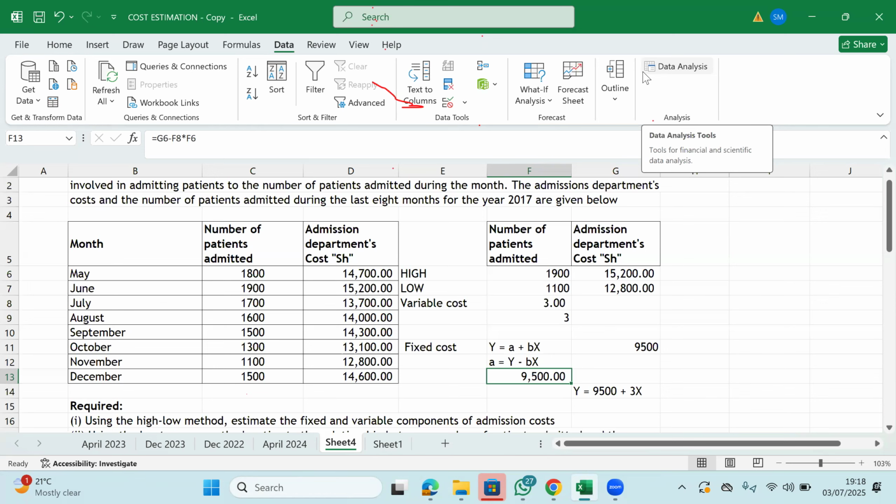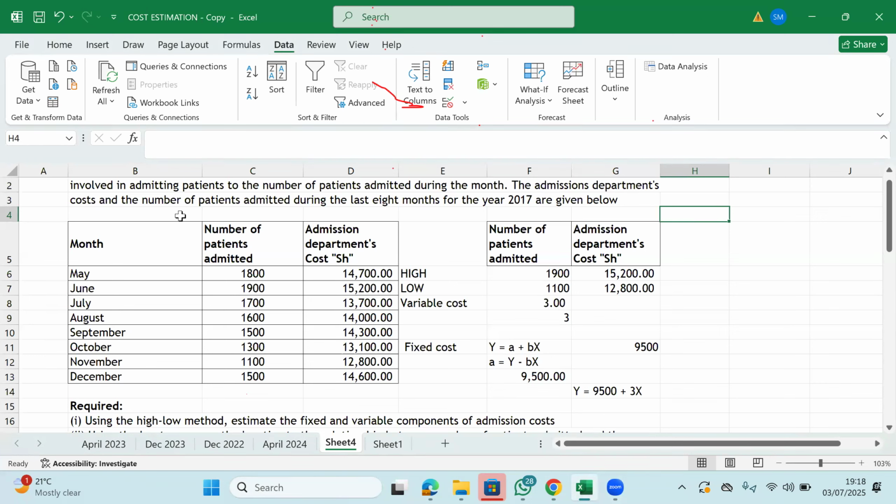Good. I'm sure a number of us do not have it. So we can insert it. It's usually just an add-in, an additional tool that we can add.